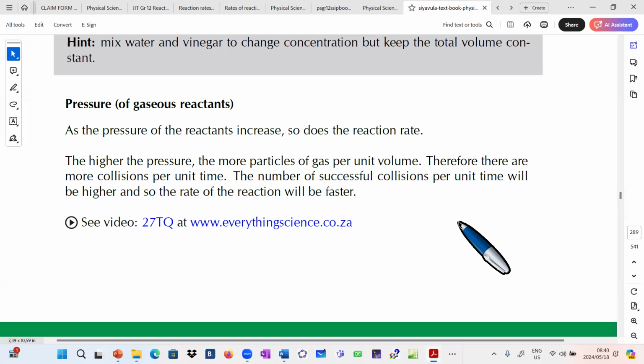Right, so we continue. As the pressure of the reactants increases, so does the reaction rate.